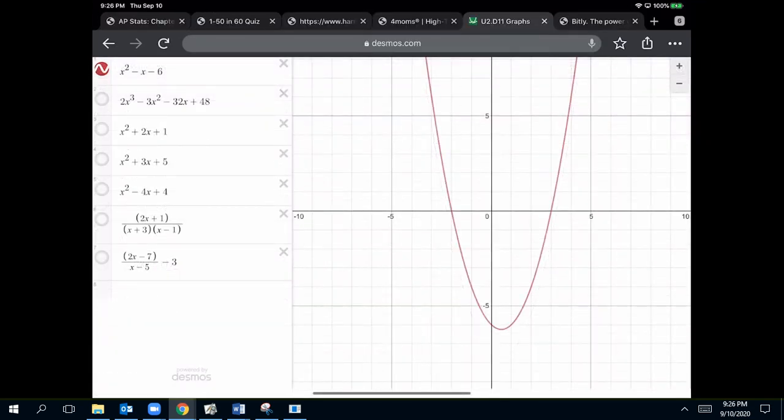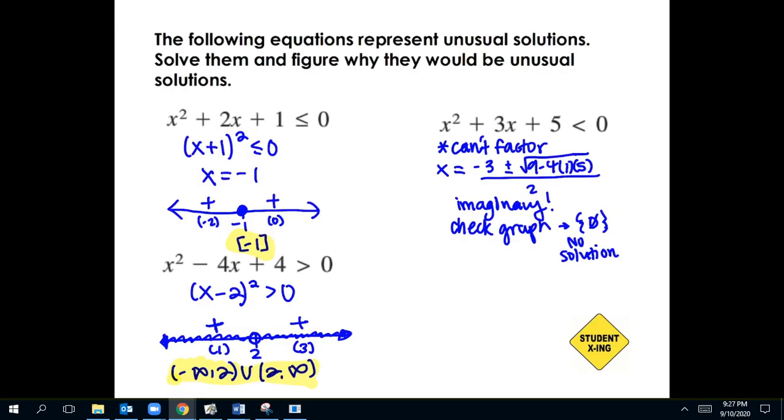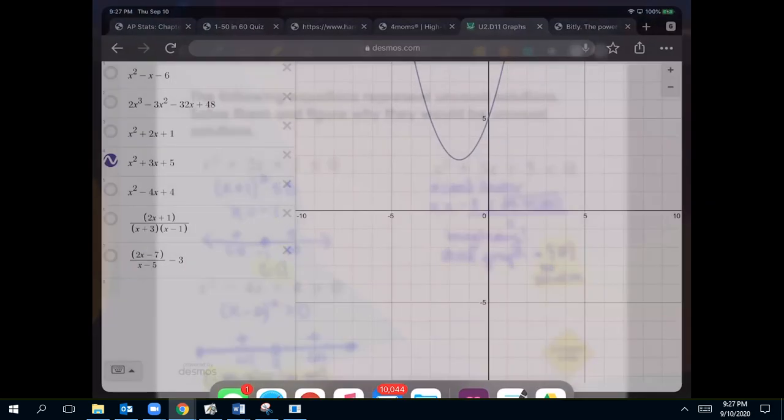And so we have this graph right here. This is the one we were looking at. When we graphed x squared plus 3x plus 5, the question was, when is it negative? When is it less than 0? And it never is. So if it never is, then we will put no solution or the empty set, either one, like that. And we can just check the other 2, x squared plus 2x plus 1 and x squared minus 4x plus 4 while we look at this.